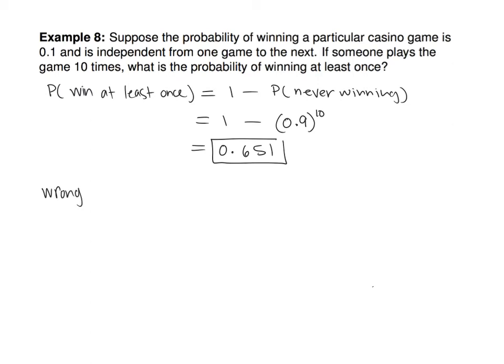Here's one thing that's wrong: 0.1 to the 10th. What this actually is is winning all 10. That's not what the question asked. The question asks, what's the chances you're going to win at least once? So you could win all 10, you could win 9 out of 10, 8 out of 10, 7 out of 10. So you could compute those each individually, but it's really complicated, and so this complement rule is the best way to go. And some hint that that's what's going to happen is you'll see the words at least once.